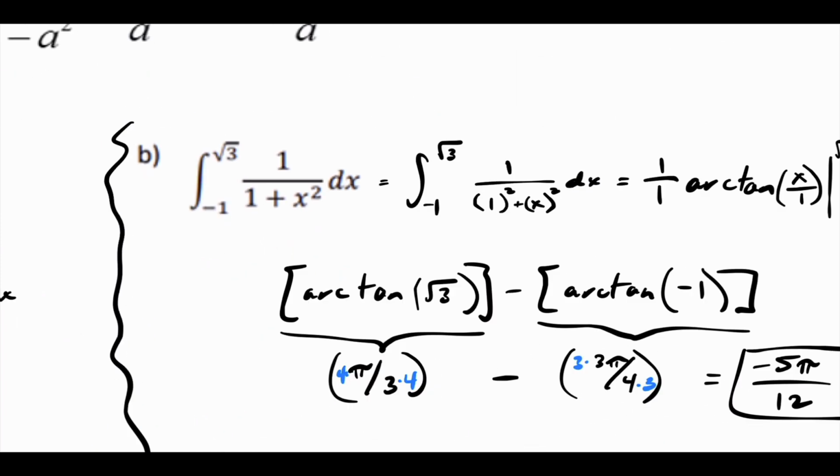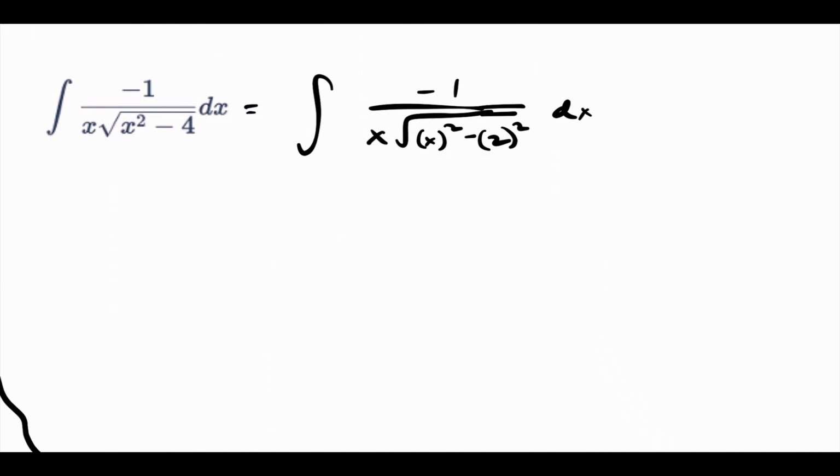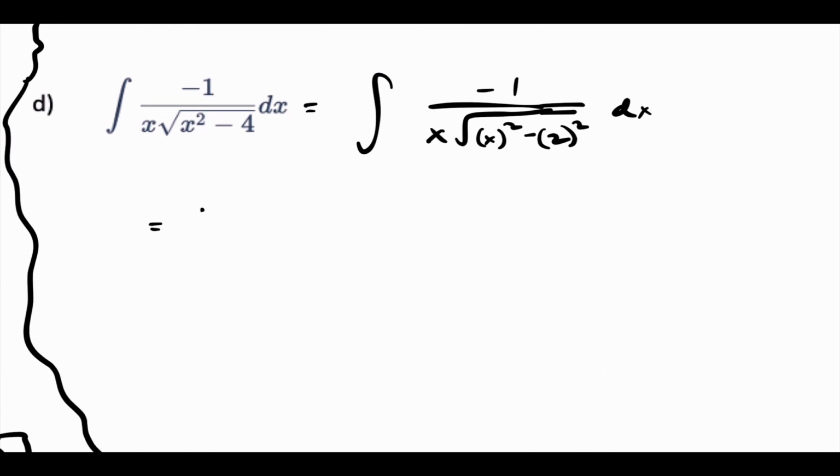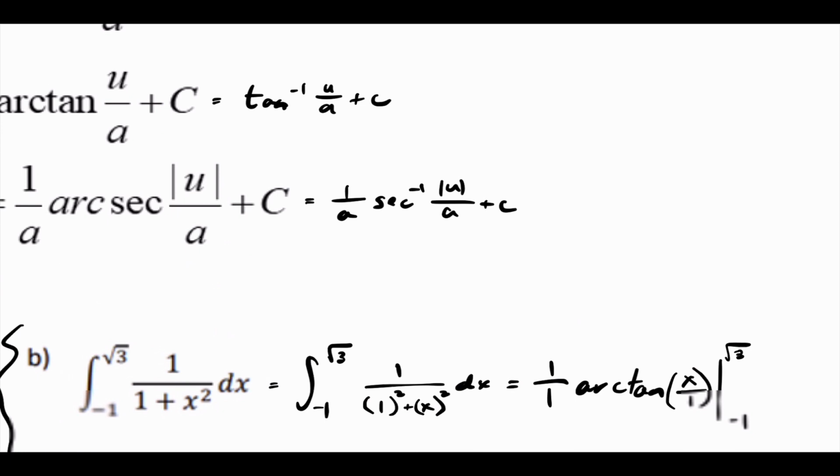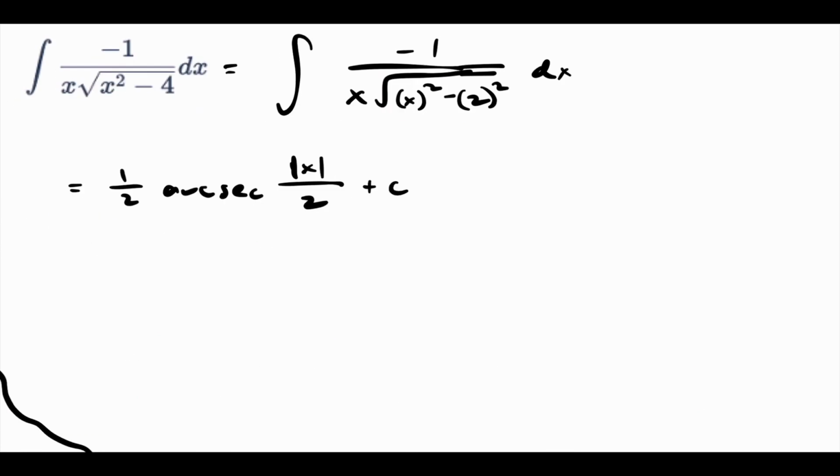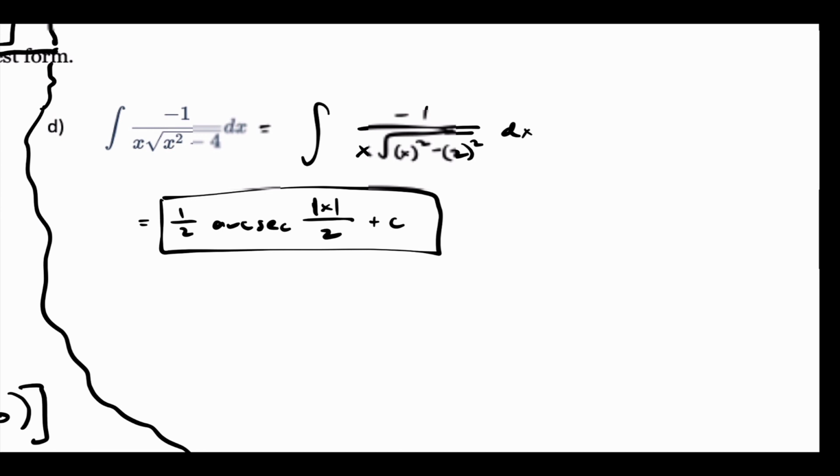So 1 over 2, arcsecant, absolute value of X over A. Is it over A? Yep. Plus C. No bounds. So we stop there.